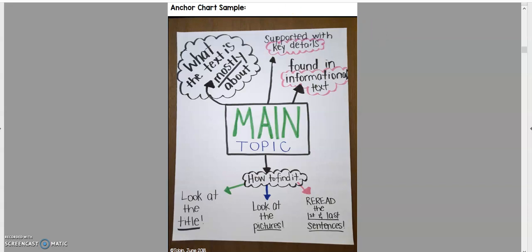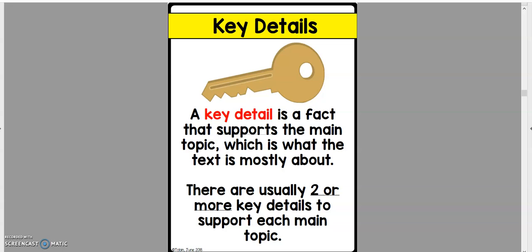Let's look at what a key detail does exactly. Key details are facts, and they support the main idea. Remember, the main idea is what the text is mostly about. In order for the main idea to work, it has to have at least 2 or more key details. You want to have lots of details so that your reader understands the topic that you are teaching them about. Let's see how this looks in a passage.